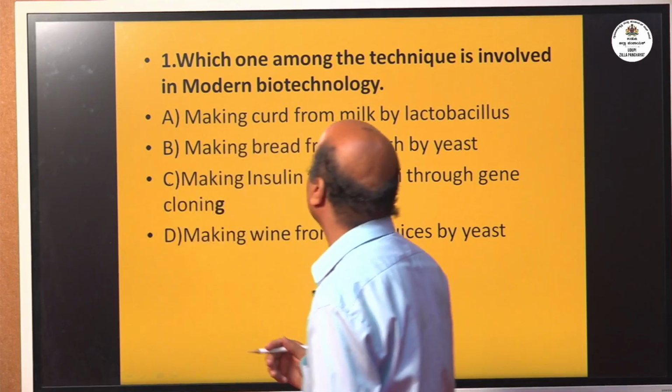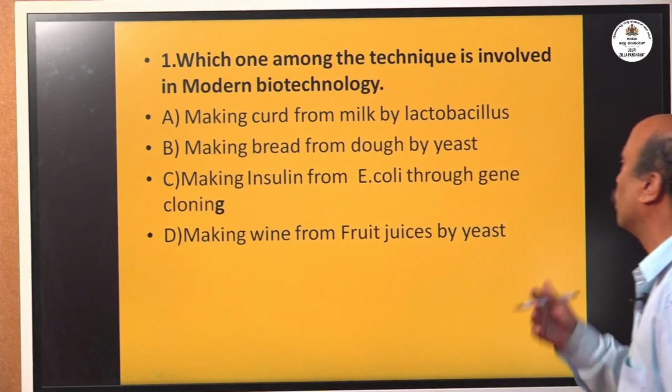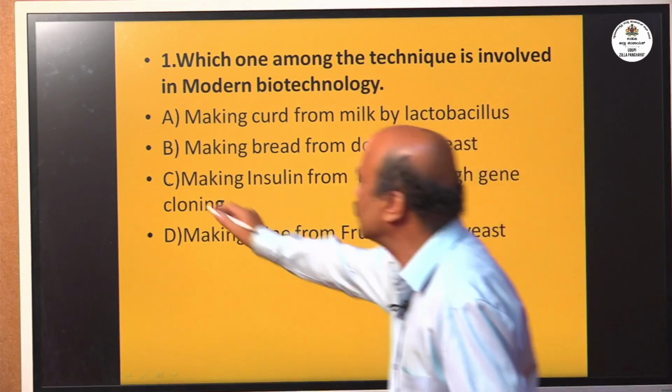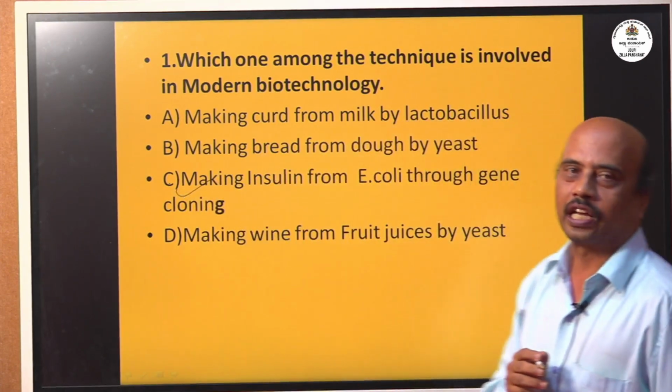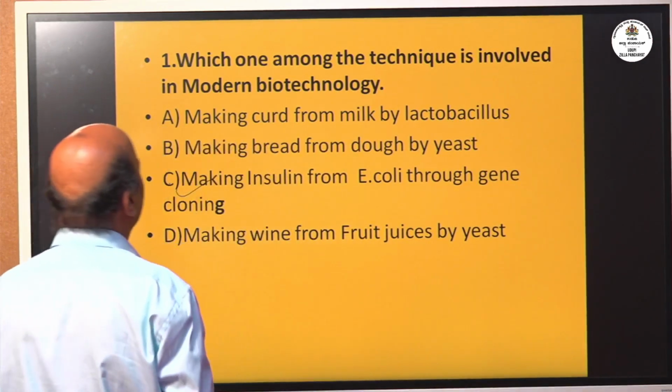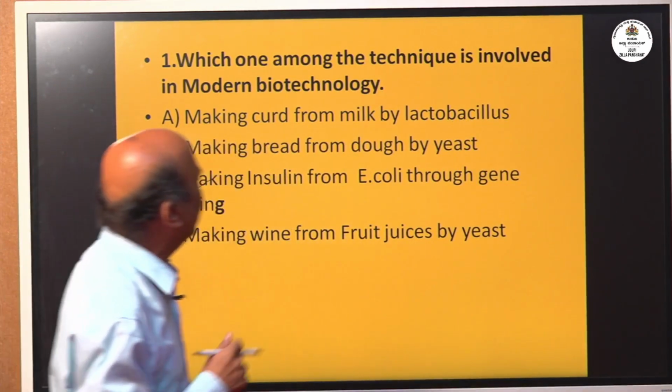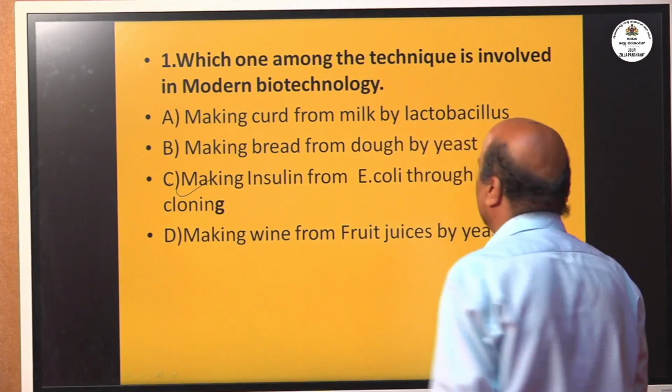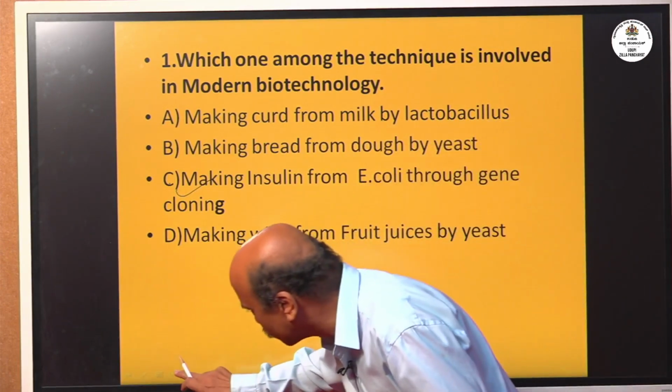Option C, making insulin from Escherichia coli through gene cloning. So this is the right answer. The right answer for which one among the technique is involved in modern biotechnology is making insulin from Escherichia coli through gene cloning.